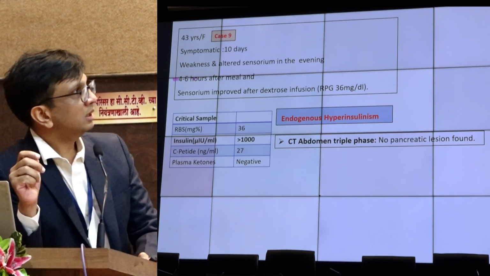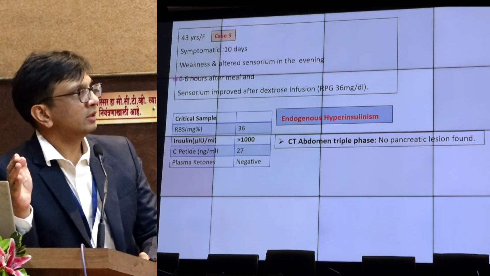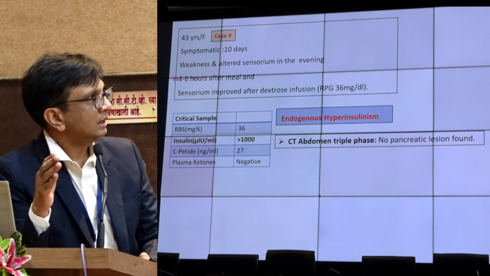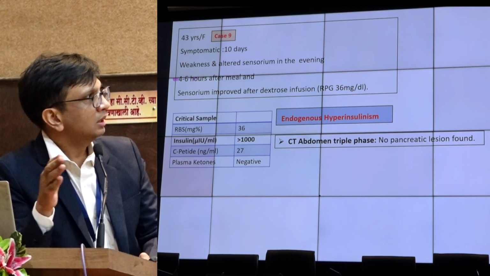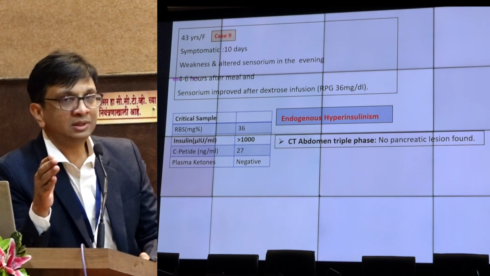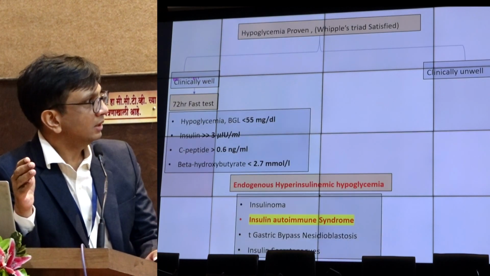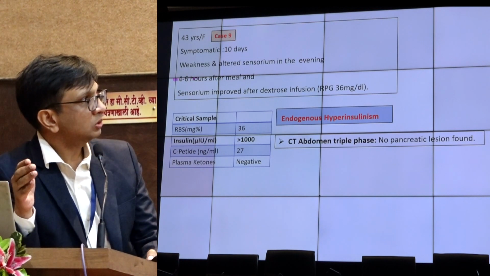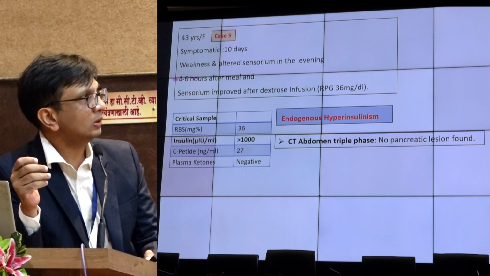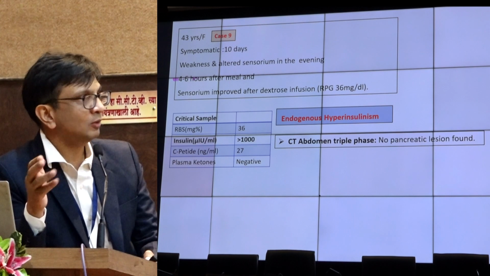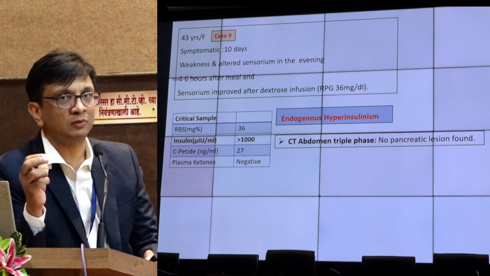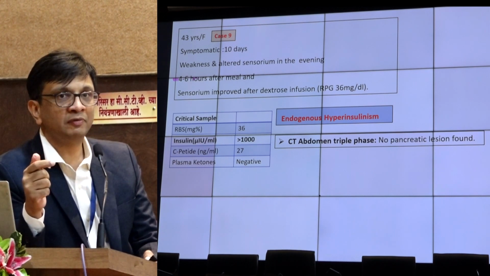Another case, a 43-year-old female with a short duration of symptoms, and she had hypoglycemia, and the critical sample random sugar is 36 and insulin levels are high, C-peptide is high. So endogenous hyperinsulinemia, and a CT scan was done, no pancreatic lesion was found. So at this stage she was referred to us.